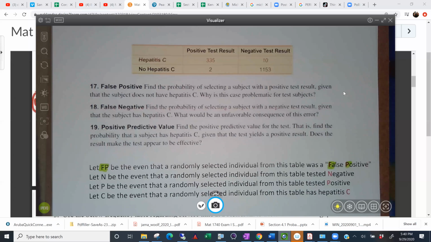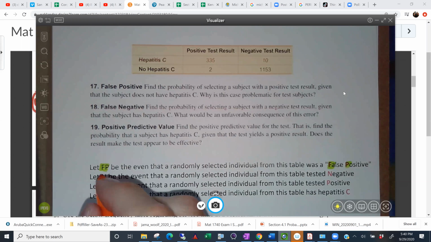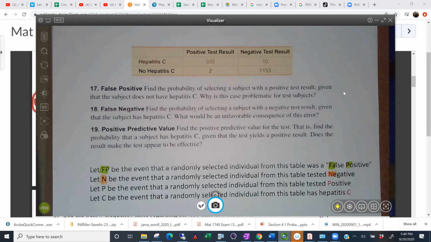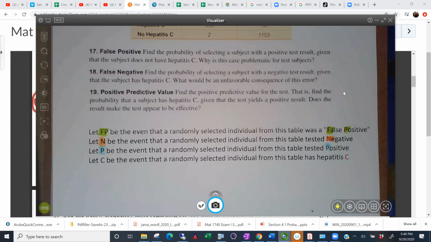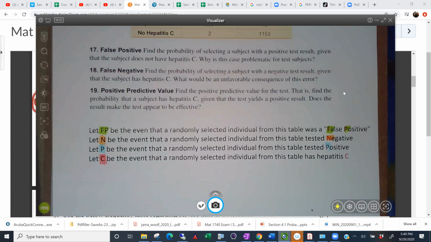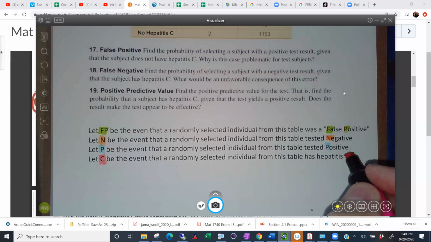a false positive, or you could have somebody that was negative. So that'd be another possibility. Likewise, we had people that tested positive. So P is the event that you test positive as a randomly selected individual from this table. And last but not least, there's event C, which means you actually have hepatitis C and that you're randomly selected from this table.